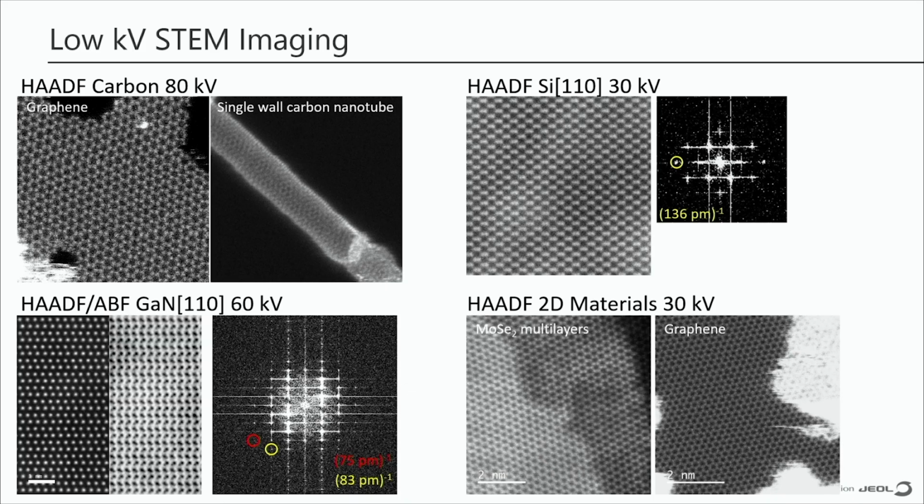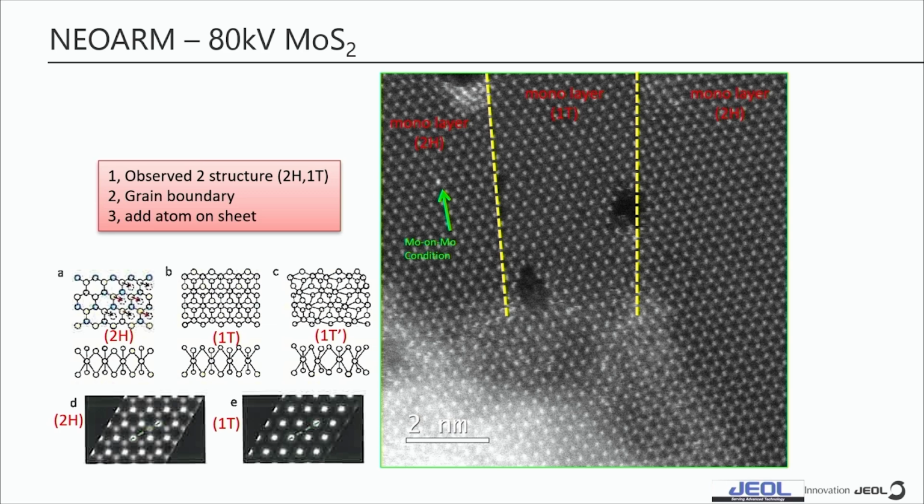Just some other examples of low kV imaging. Carbon at 80 kV, silicon down to 30, gallium nitride 110, and other 2D materials. So just by dropping the kV, we can minimize the damage as much as possible and get back some of these effects. Some other quick examples to go through. Molybdenum disulfide, again, imaged at 80 kV. Get these two different structures. And being a high angle annular dark field, it's sensitive to Z. You can see where there's a pileup, or not just two moly-on-moly atoms.